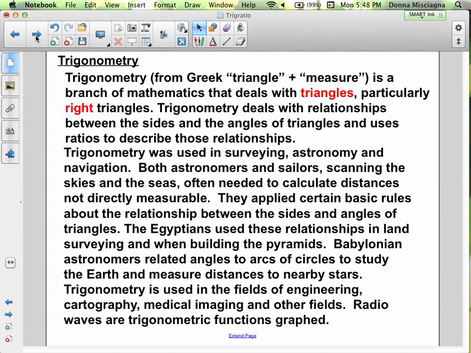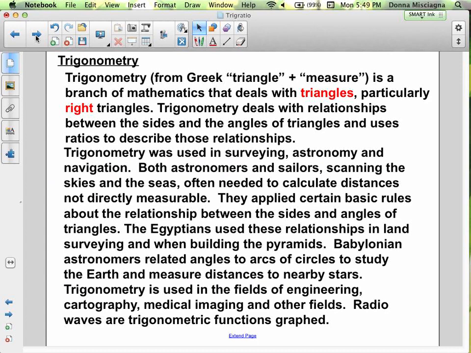So trigonometry, from the Greek triangle plus measure, so the trig part means triangle, and the metry means measure, is a branch of mathematics that deals with triangles, particularly right triangles. And all the triangles that we're going to be working with in this lesson are going to be right triangles. Trigonometry deals with relationships between the sides and angles of triangles and uses ratios to describe those relationships.